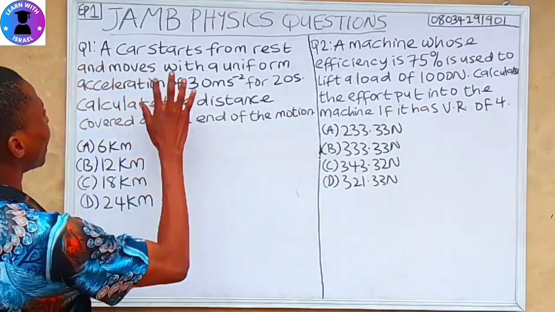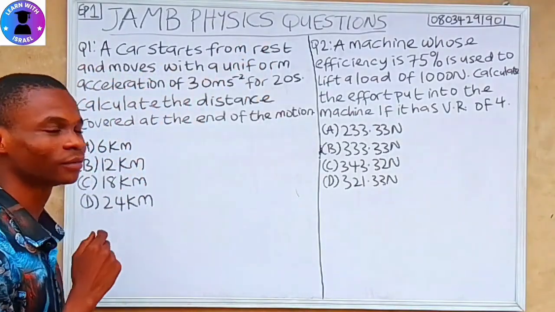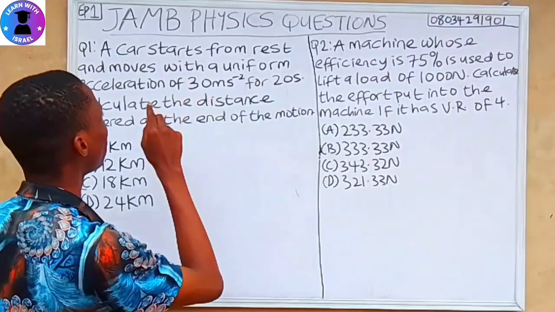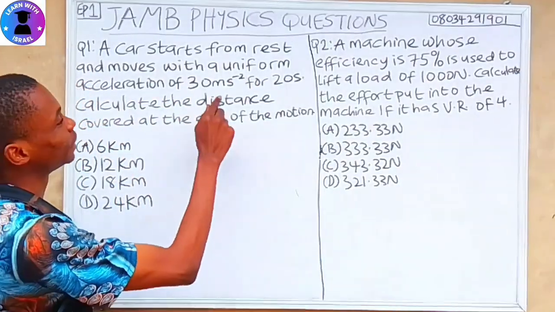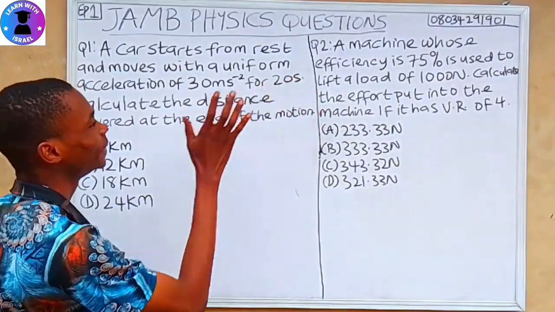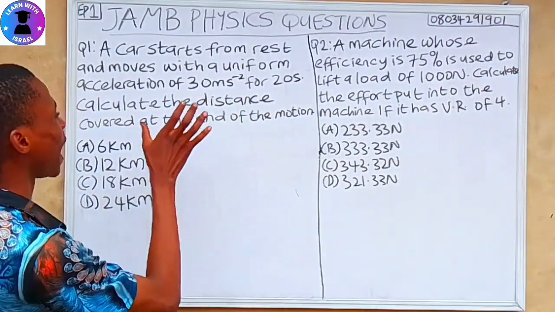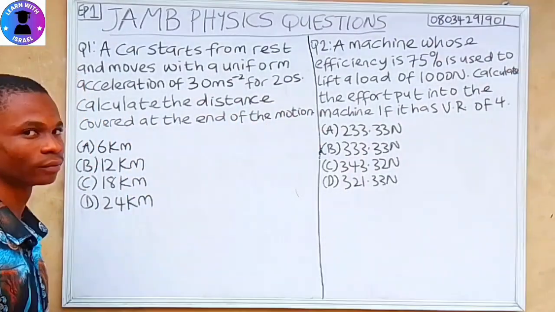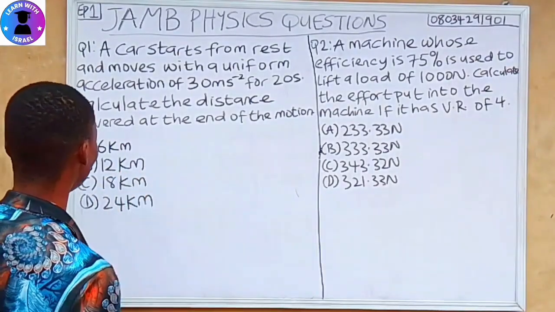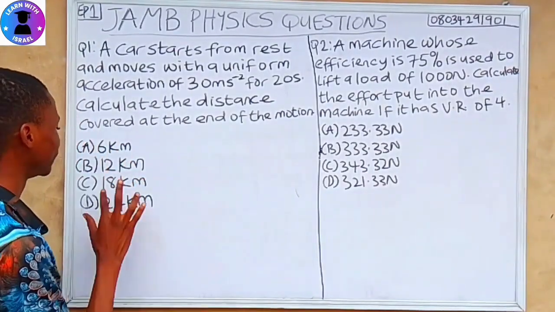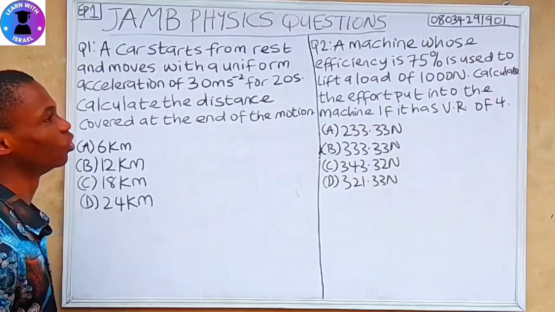Question 1. A car starts from rest and moves with a uniform acceleration of 30 meters per second squared for 20 seconds. Calculate the distance covered at the end of the motion. A: 6 km, B: 12 km, C: 18 km, D: 24 km.